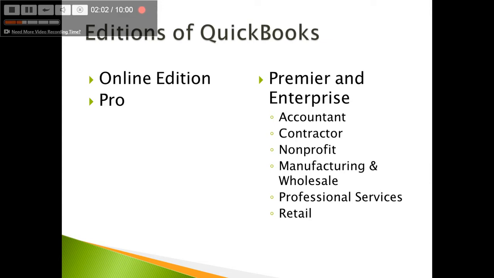In this book, we're going to be talking more about QuickBooks Pro and Premier. They're non-industry specific, so they're a little bit more basic, so that you can apply it to any type of business. But we will also be prepared to use any of the other editions, with the exception of the online edition as well.